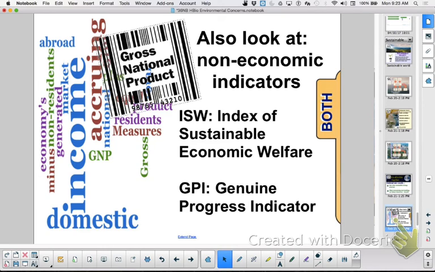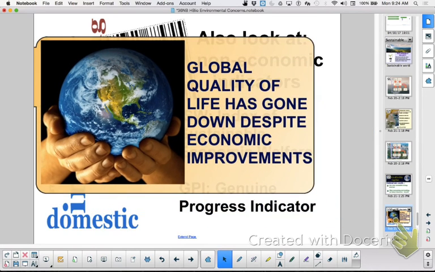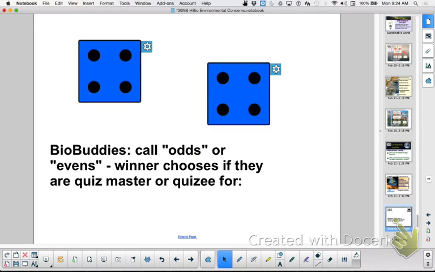What are we doing to the environment we live in? What's going to happen to your children's environment and your grandchildren's environment? We need to look more than just the dollar. And there are things like the index of sustainable economic welfare. Can this continue going? Look at genuine progress indicators. Look at things like the global quality of life, because even though money is going up overall globally, the quality of life and the conditions people are living in some areas are going down, down, down, down, down.